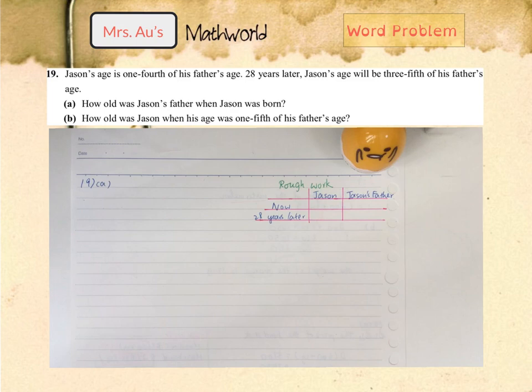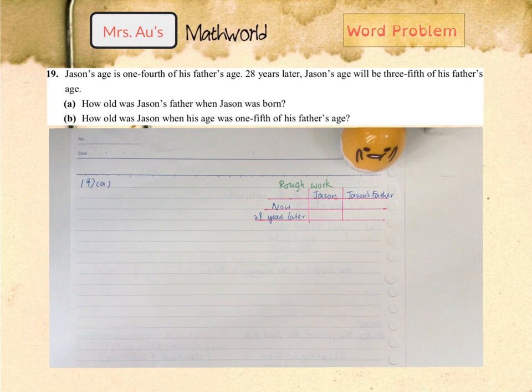So today we are going to continue to discuss the word problem. Please look at question 19. Jason's age is 1/4 of his father's age, so it means the age right now. 28 years later, Jason's age will be 3/5 of his father's age. You're asked to find how old Jason's father was when Jason was born.